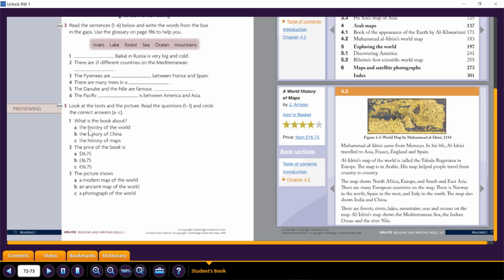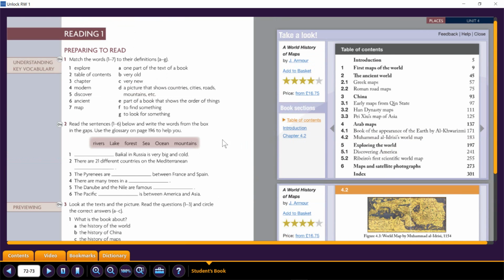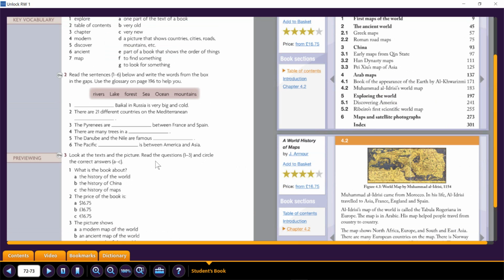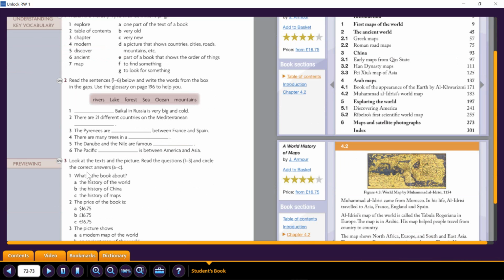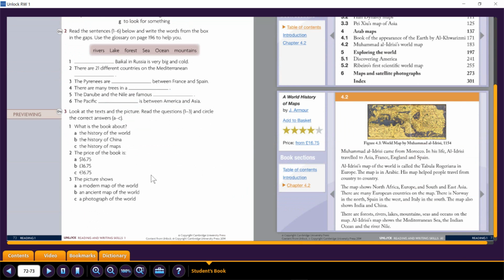Now, ladies, move to task number 3, previewing. Do you remember what do we mean by previewing? What do we mean by to preview a text? Please take few seconds to refresh your memories about the meaning of previewing. Now, look at the text here and the pictures as well. Read questions 1 to 3 and circle the correct answers, either A, B, or C. Okay, ladies, take a few seconds to preview the text in order to answer these 3 questions.